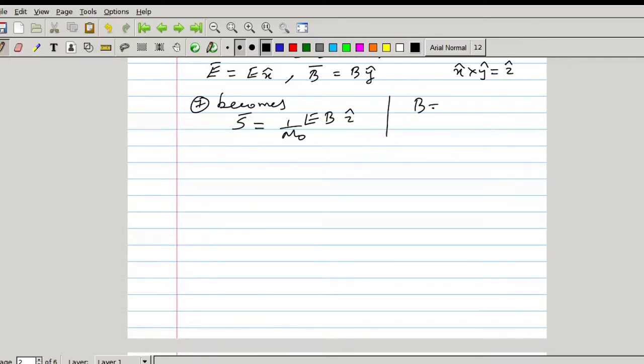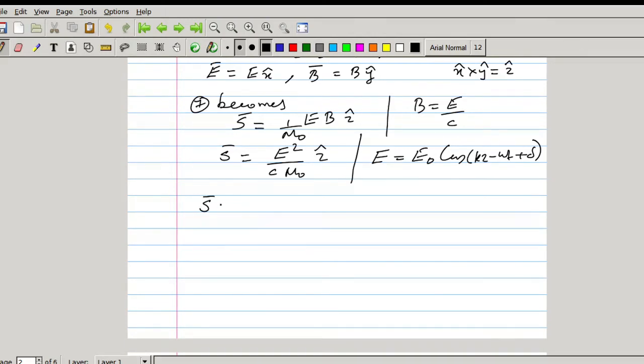What is B? B equal to E by c. So this will be S equal to E square by c mu 0 into z cap. This is the Poynting vector. Now what is E? E equal to E0 cos(kz minus omega t plus delta). S is equal to this equation. I am rewriting this as c epsilon 0 E square.